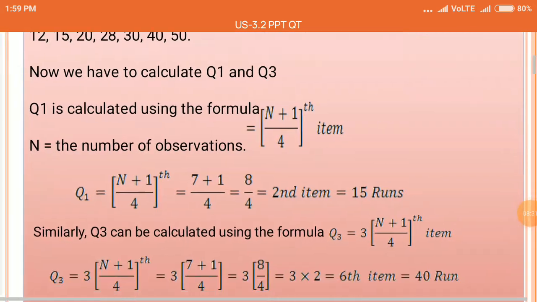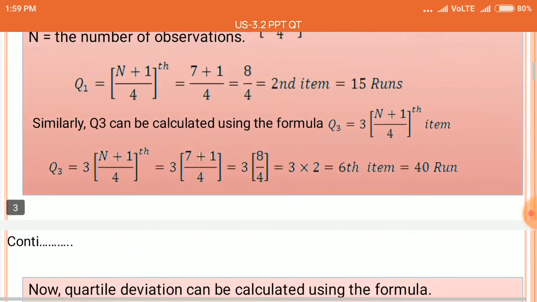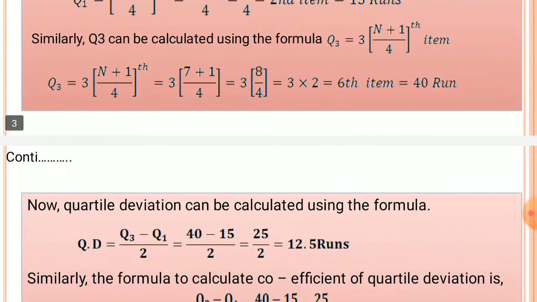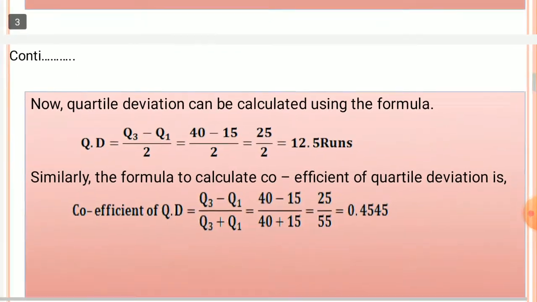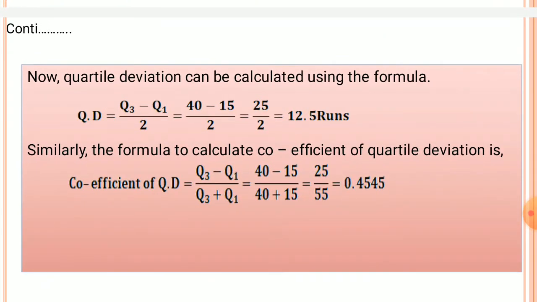Sixth item 40, therefore 40 runs. Therefore quartile deviation can be calculated using the formula QD is equal to (Q3 minus Q1) by 2, (40 minus 15) by 2, therefore 25 by 2 is equal to 12.5 runs.